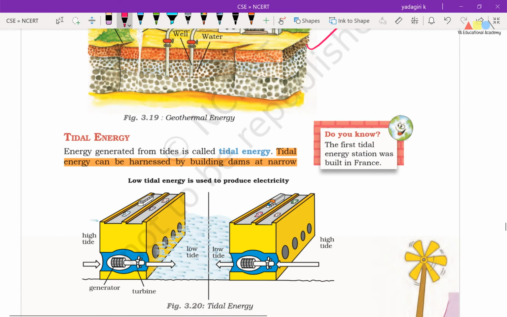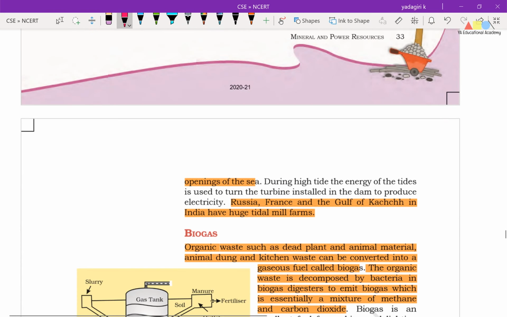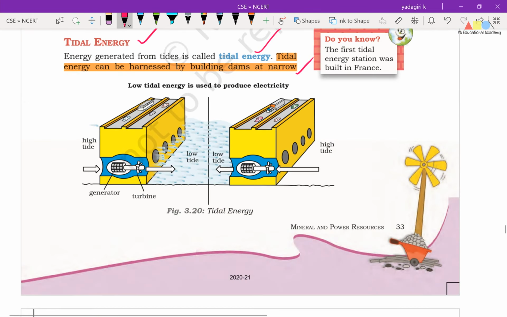Okay friends, the last one, that is tidal energy. Friends, energy generated from tides is called tidal energy, and tidal energy can be harnessed by building dams at narrow openings of the sea. Friends, Russia, France and the Gulf of Kutch in India have huge tidal farms. Right friends, in this picture you can see the process of harnessing the tidal energy.